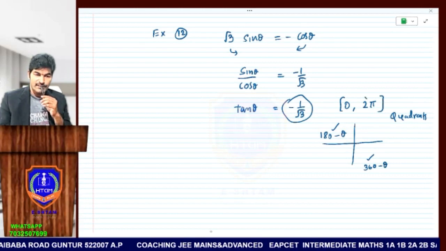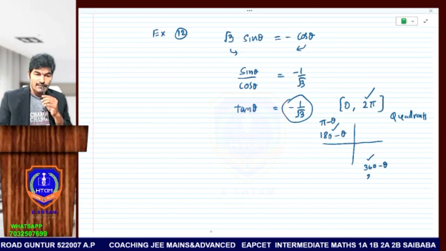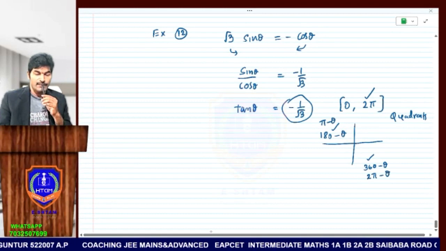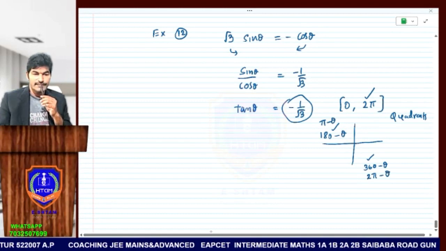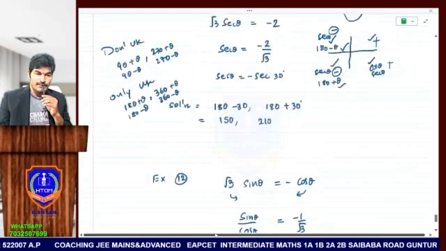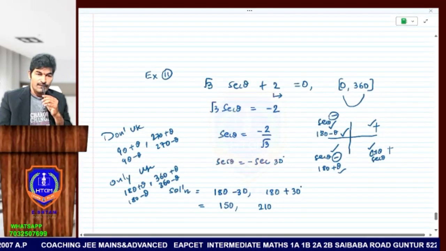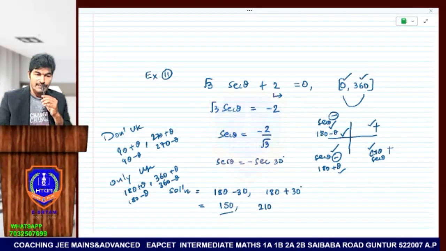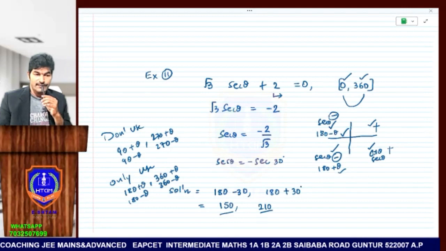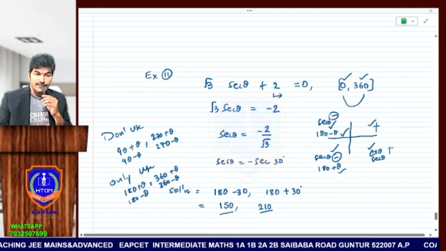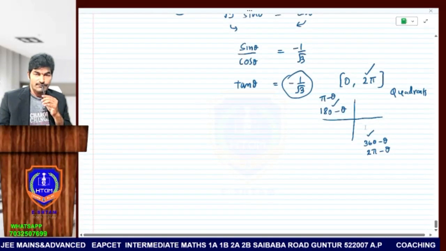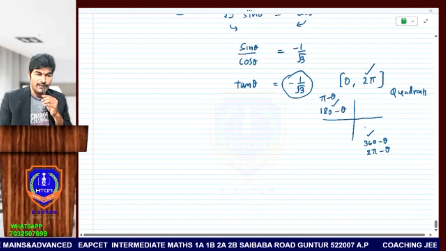Actually, he mentioned that it is 2 pi. So you have to use pi minus theta, and for the fourth quadrant the 2 pi minus theta pattern. Why like that? Because he said 2 pi. In some problems, he asked to calculate between 0 to 360. That's why I wrote 150, 210 in degrees. If he wants to identify the angle in radians, we should use the same pattern.